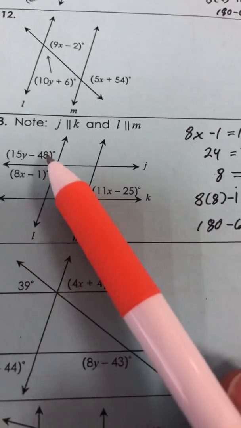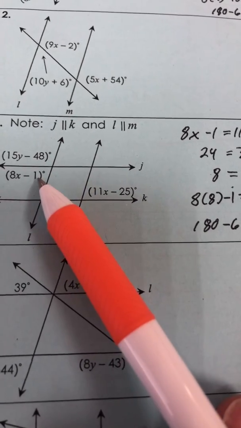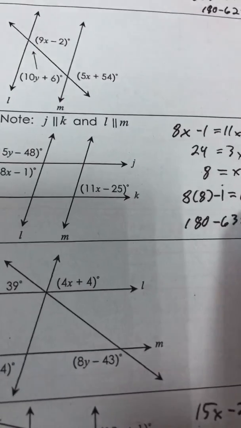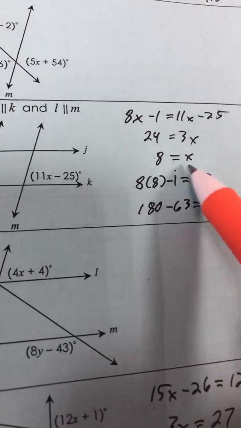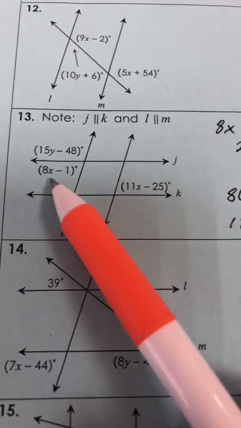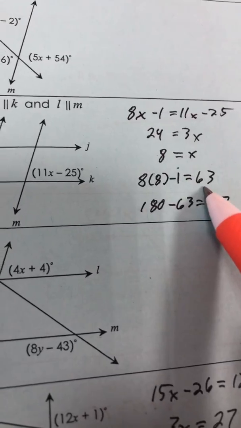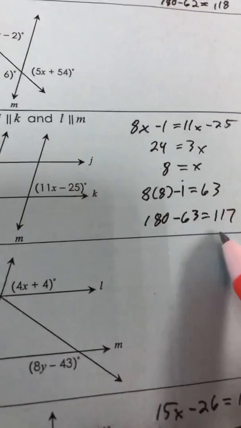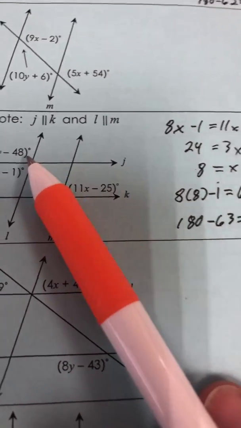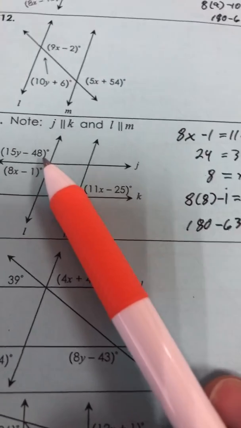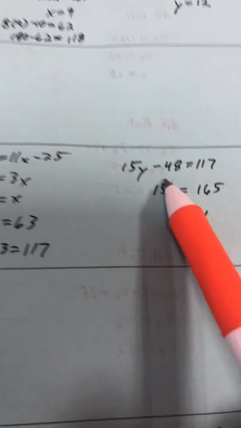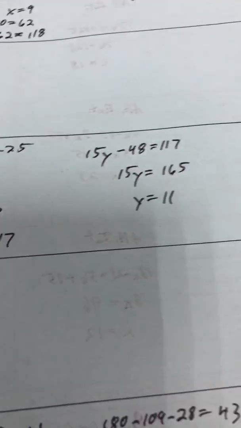Then, in order to figure out what this is, I have to figure out what this angle is. So my x equaled 8. So 8 in there makes it 63, so this angle is 63. So I take 180 minus 63, and I get 117. That's obtuse, it's more than 90, it makes sense. So I set that to 117 to figure out what y equals, and y equals 11.